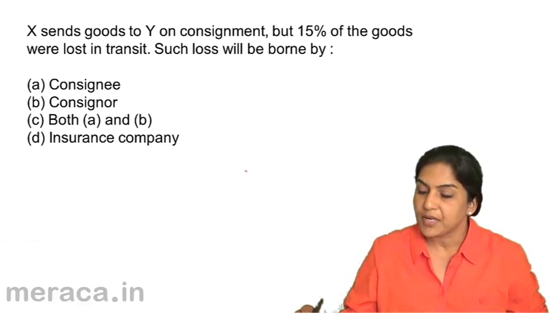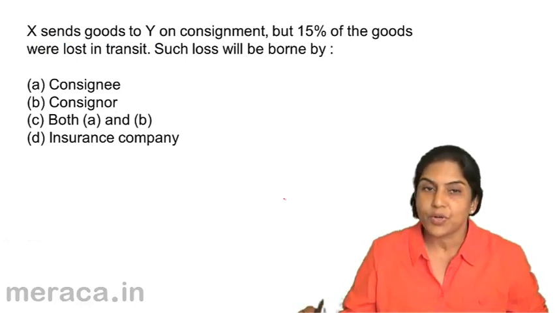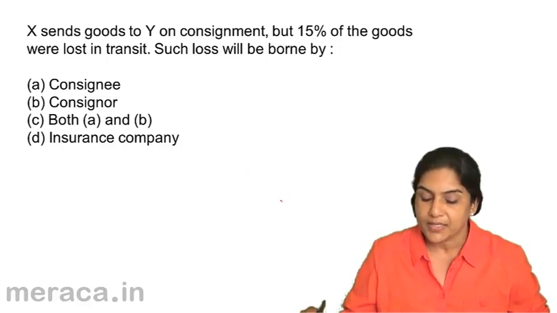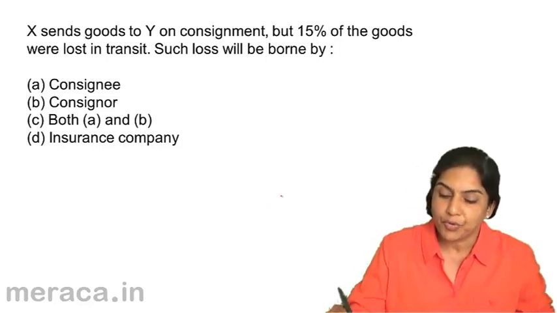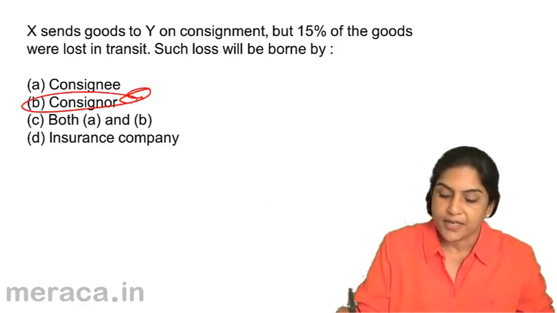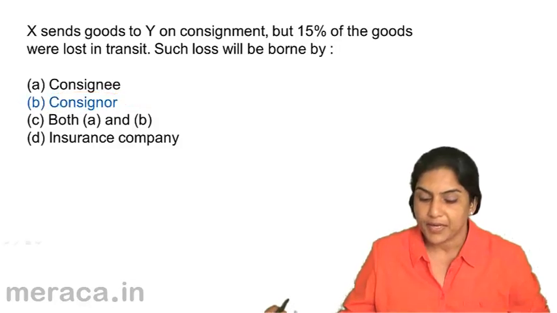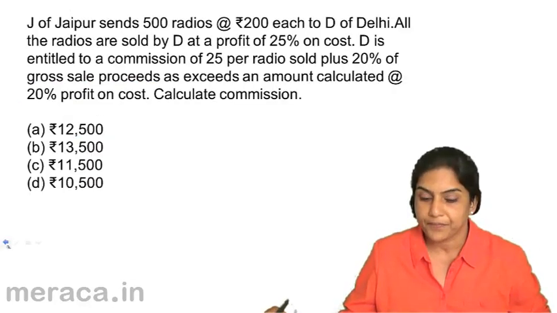Next, X sends goods to Y on consignment, but 15% of the goods were lost in transit. Such loss will be borne by A, consignee, B, consignor, C, both A and B, D, insurance company. Loss of goods sent will be borne by the consignor. Correct answer should be B.